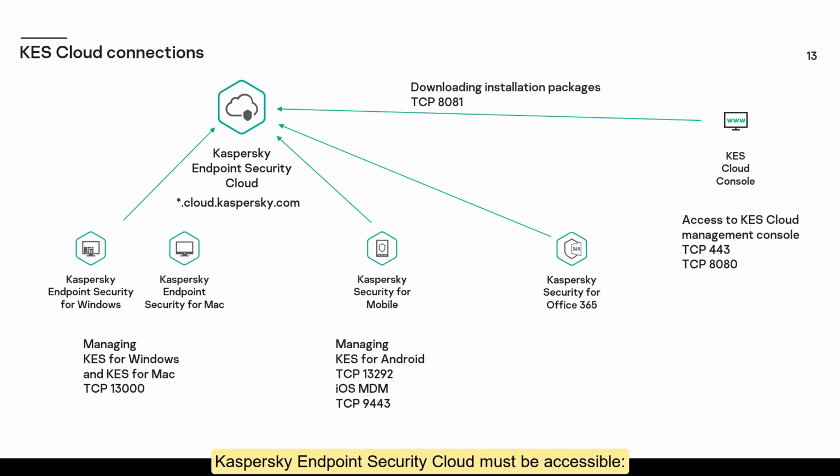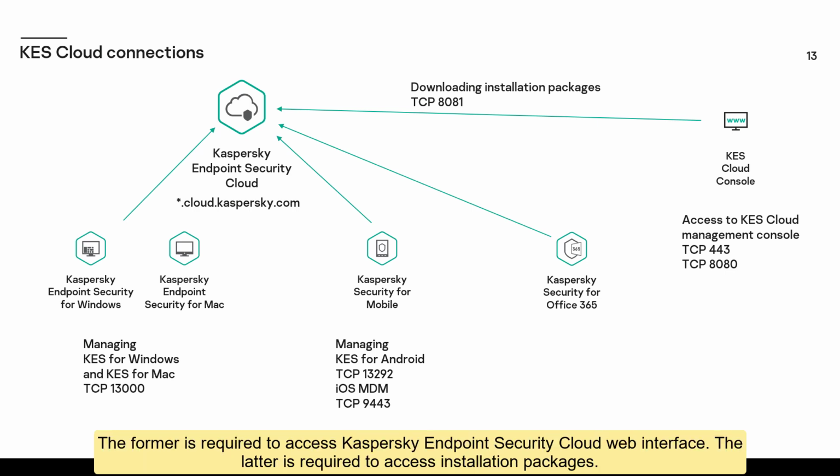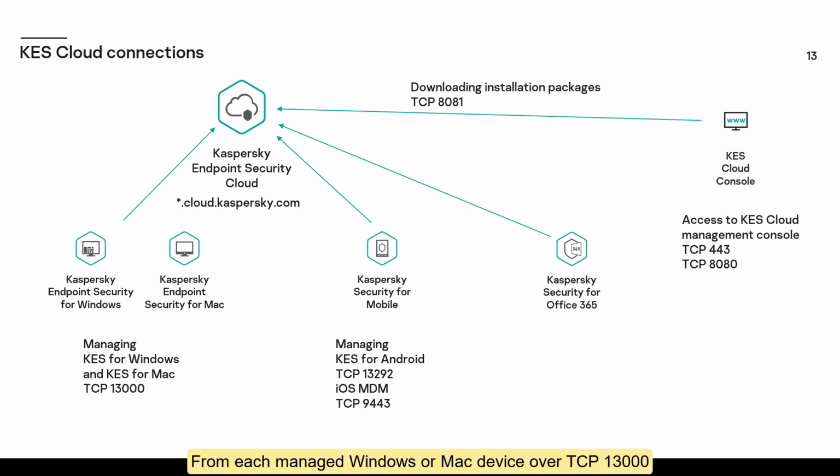Kaspersky Endpoint Security Cloud must be accessible from the administrator's computer over TCP ports 8080 and 8081. The former is required to access Kaspersky Endpoint Security Cloud web interface. The latter is required to access installation packages from each managed Windows or Mac device over TCP 13000, from each mobile device over TCP 13292.